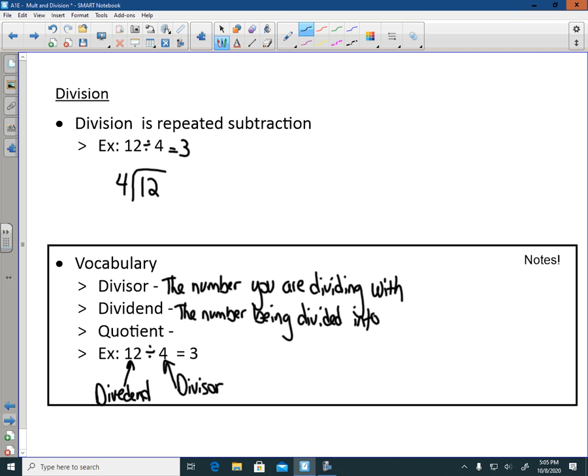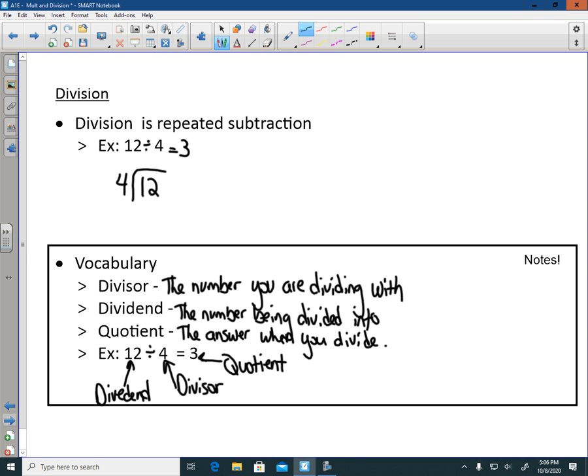All right, and then the quotient is the answer when you divide. And so in our case here, the 3 is the quotient. Just like multiplication has a special name for the answer, the product, division is the same way. The answer is going to be called a quotient whenever you divide.